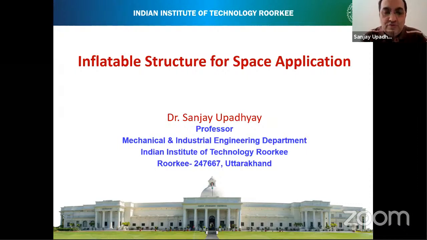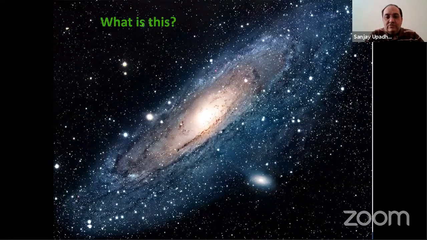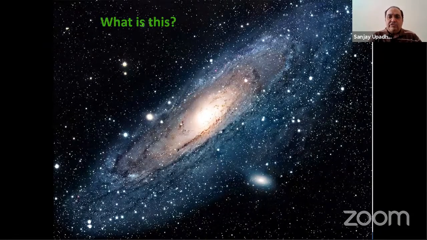So today I will explain inflatable structures for space application, what we have done in IIT Roorkee. Before going to inflatable structures, I will briefly introduce what is space application and what are the challenges in the space, why we are going for inflatable. It is important to know why we are going for inflatable, because of some challenges in the space applications. So first, I will show what is this. If I ask you what is this, there are lots of questions in our mind.